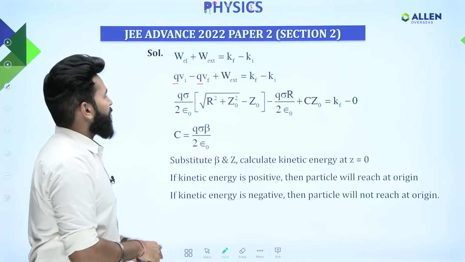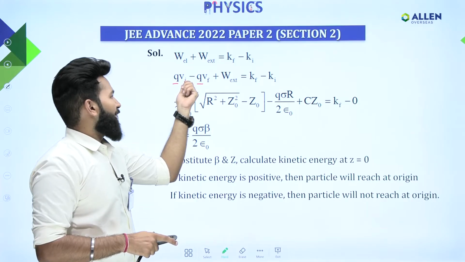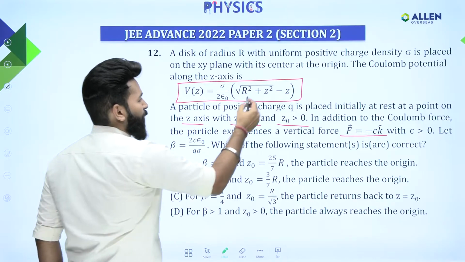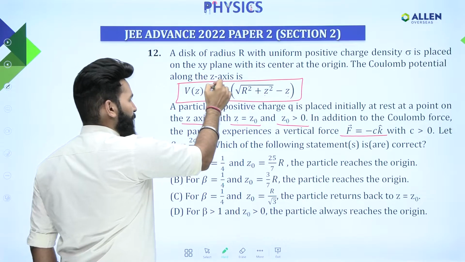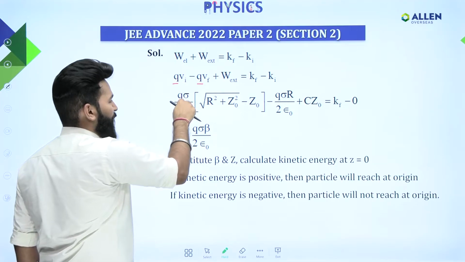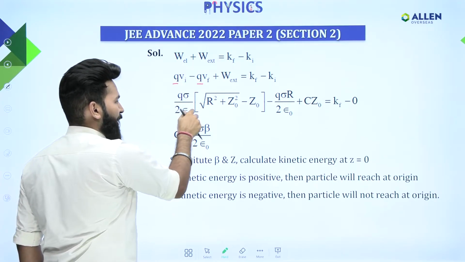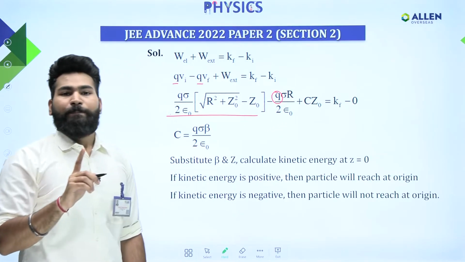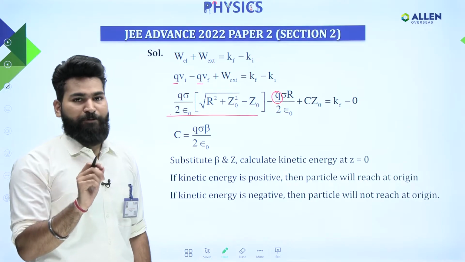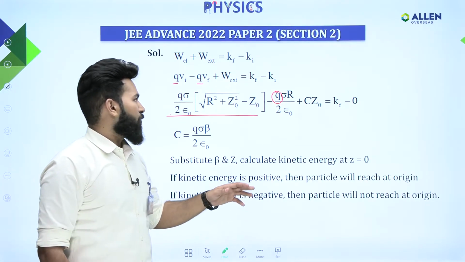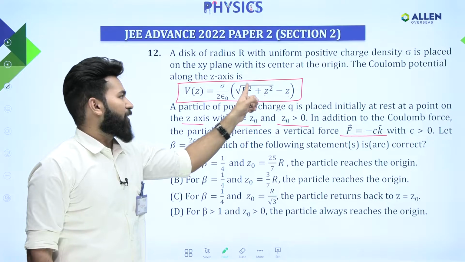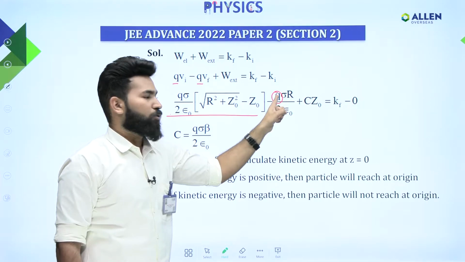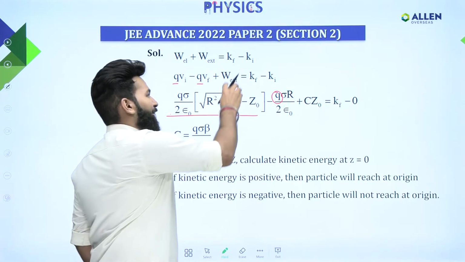Okay, so let's put the values. The V initial is nothing but the potential when the particle was at position Z0. So put Z equal to Z0 in this expression and multiply Q with this expression, so we will get Q into Vi. So it will be Q sigma by 2 epsilon naught and this expression, minus Q into V final. What is V final? The potential at origin, when the particle will reach origin. So when you put Z equal to 0, we will get under root of R square. So basically it will become R. So sigma into R upon 2 epsilon naught into Q, this Q, plus work done by external agent.